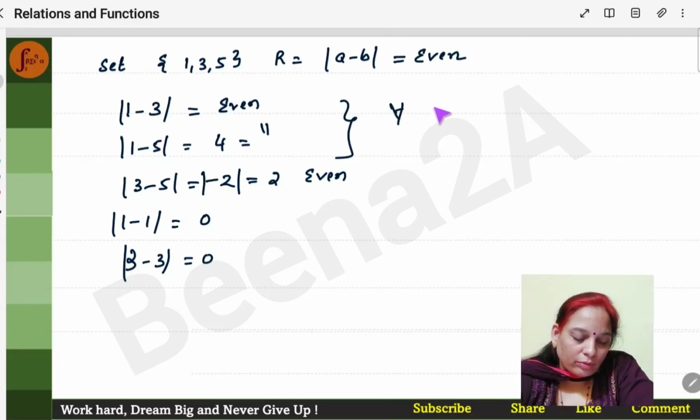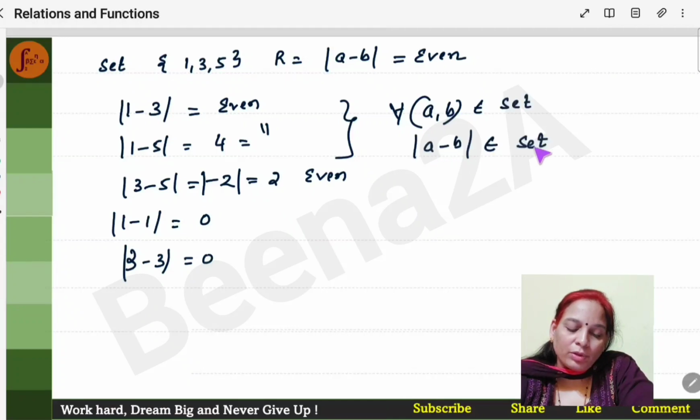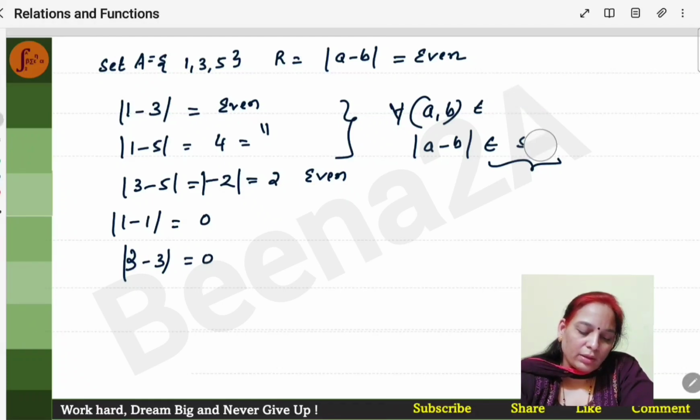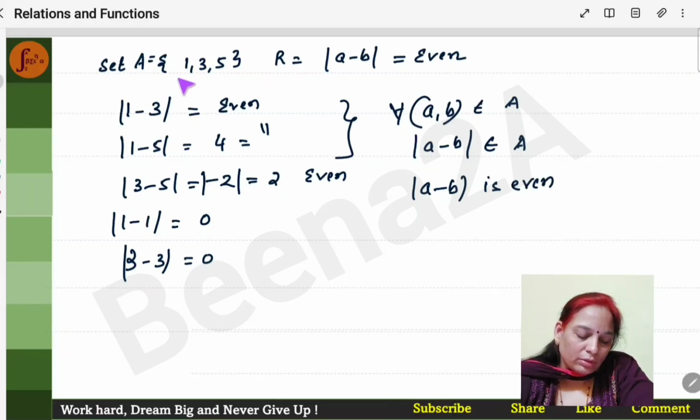Therefore you can say for all elements A, B that belong to the set, modulus of A minus B is even. You can call this set anything. Let's call it set A. So A, B belongs to A, and modulus of A minus B is even. You can write this. So all the elements are related within set A because A, B belongs to A and modulus of A minus B is even.